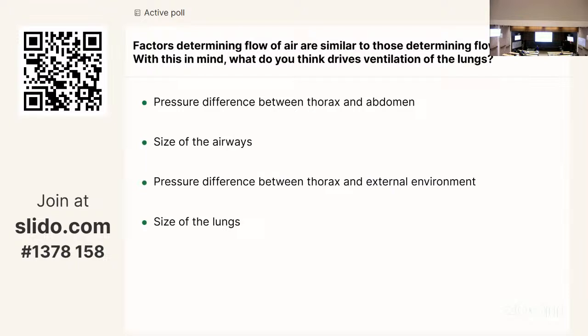What do you think is going to be driving that ventilation? What do you think is going to be the big force that allows for a lot of movement here when we're thinking about a bunch of air?